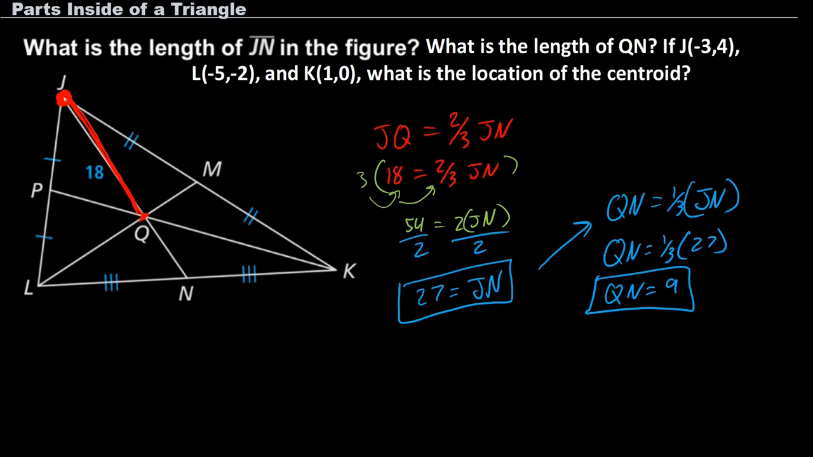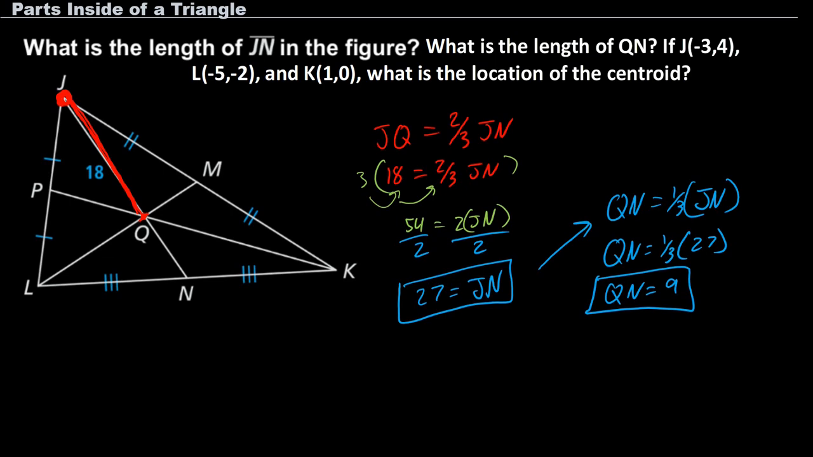If we do that whole thing and take the whole length, Jn, multiply it by 1/3, we get our answer. But if we take this segment length, because this is the 2/3 segment and this is the 1/3 segment, and we simply divide it by 2, we also get 9. So both routes are a way to come up with your answer.